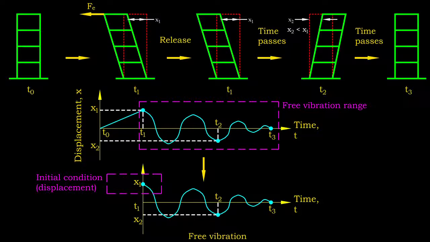When we take a snapshot of structural movement starting from the moment that hand is moving away, there will be no external force acting on the structure. Instead, we will have displacement or even velocity and acceleration at the beginning of the vibration. These responses are known as initial conditions, and free vibration will not occur without them.